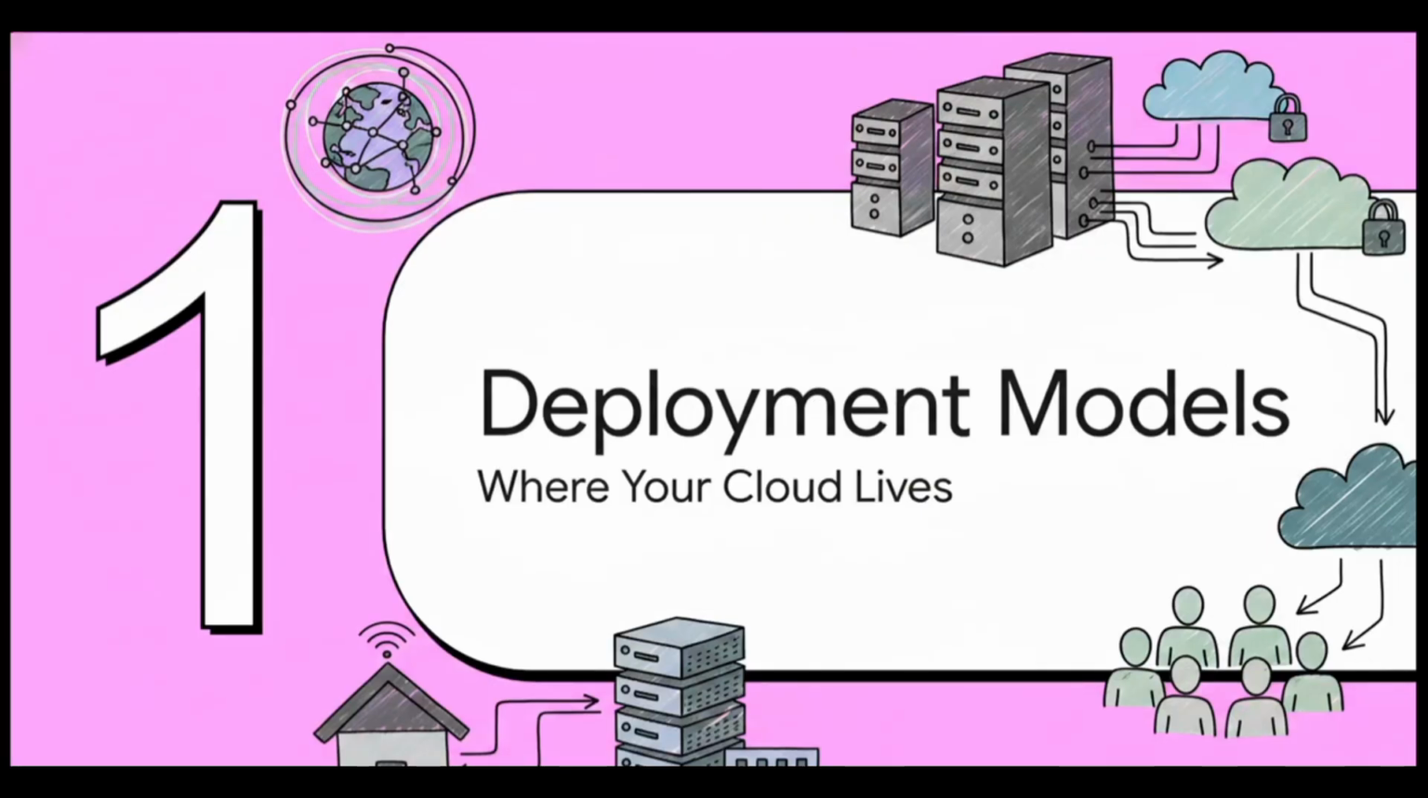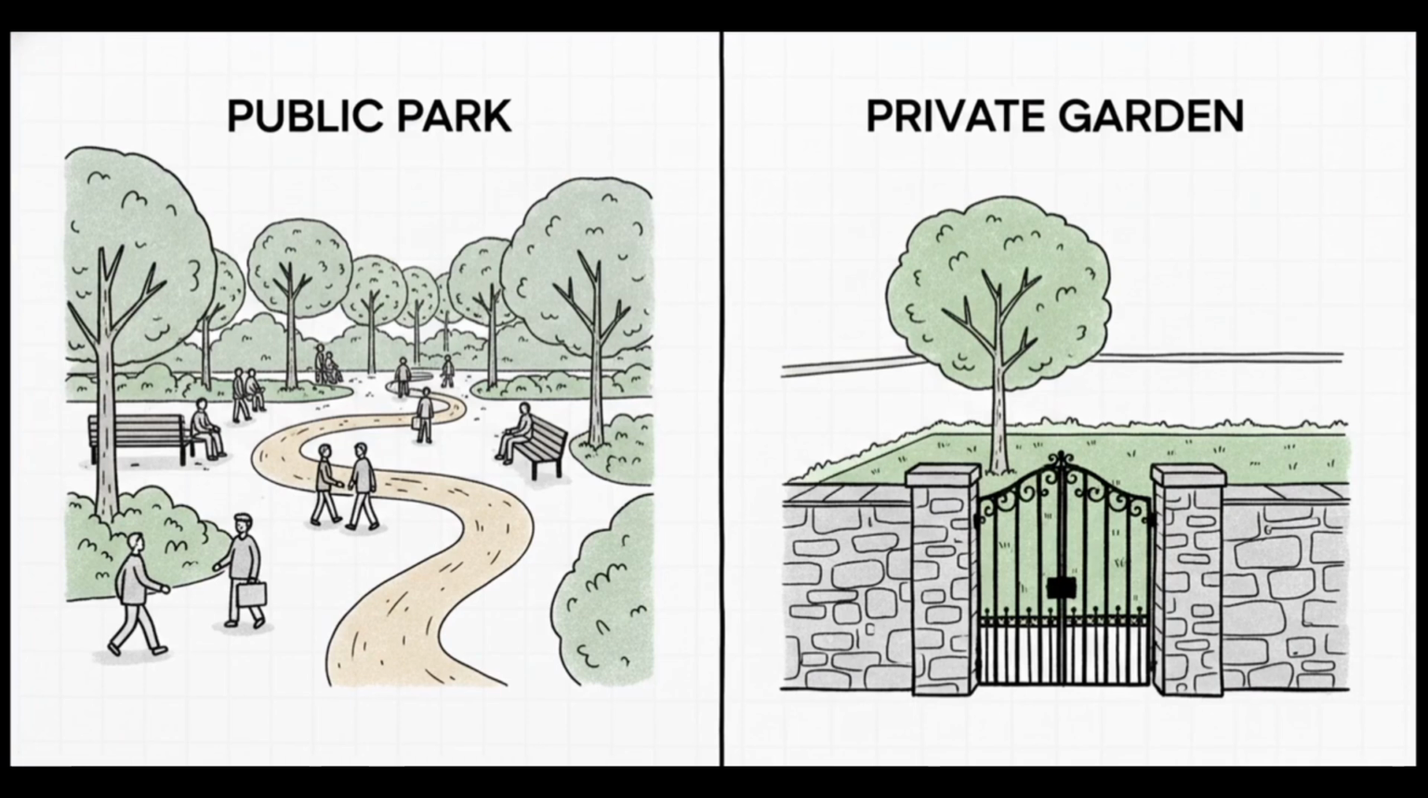Okay, the first big idea is all about location. It's what people in the business call deployment models. But all that really means is answering one simple question. Where does all this computer stuff actually live, and who gets to use it? And honestly, the best way to wrap your head around this is with a super simple analogy. Just picture a public park that's open for everyone versus your own private garden in your backyard that's just for you. Keep that image in mind because it's the key to all of this.